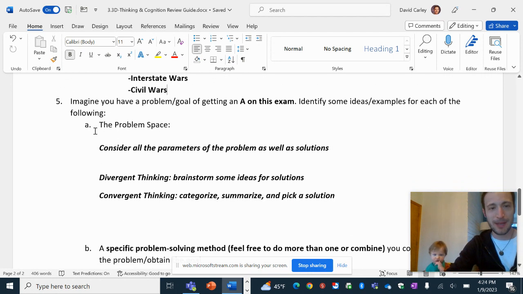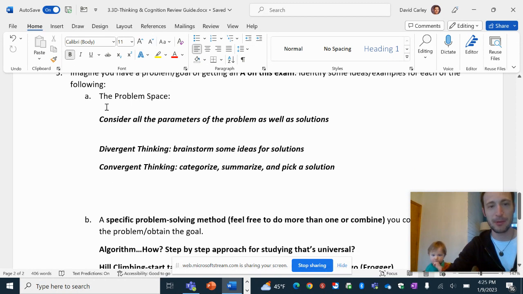Okay, so imagine you have a problem or goal of getting an A on this exam. So what are some examples for each? The first thing is we have to think about the problem space. So we would consider all the parameters of the problem as well as the solutions. How many questions is it going to be? What types of questions is it going to be?